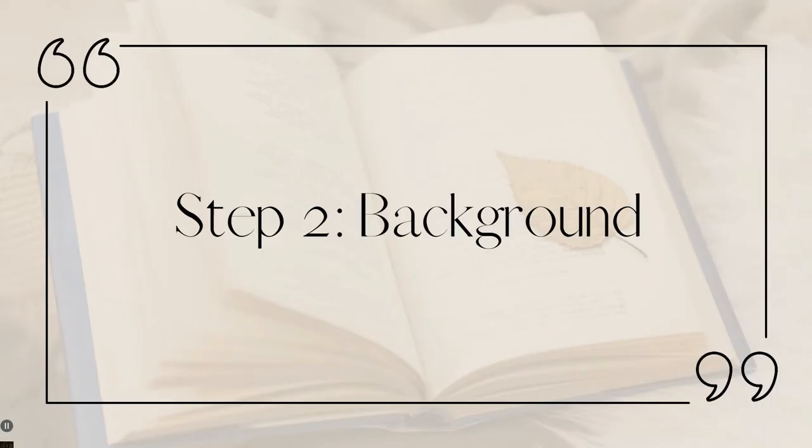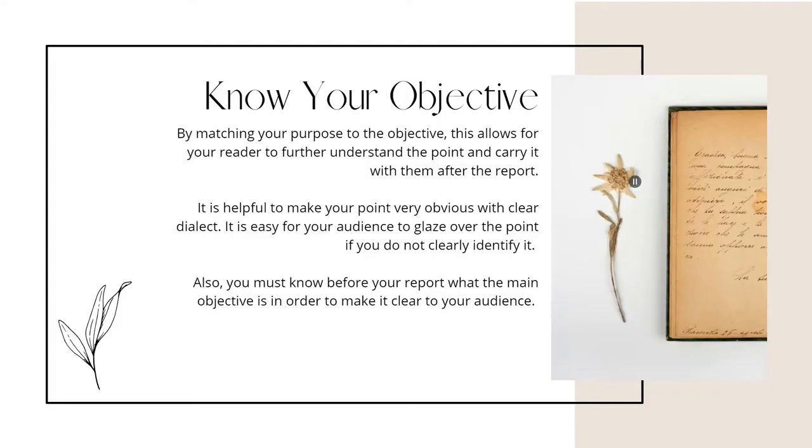All right, and now moving on to step number 2, which is background. For background, it is important that you know your objective. By matching your purpose to the objective, this allows for your reader to further understand the point and carry it with them even after they read your report. It is helpful to make your point very obvious with clear dialect. It is easy for your audience to glaze over the point if you do not clearly identify it.